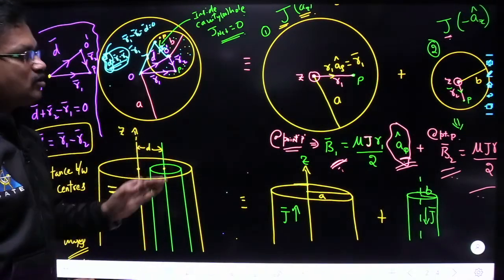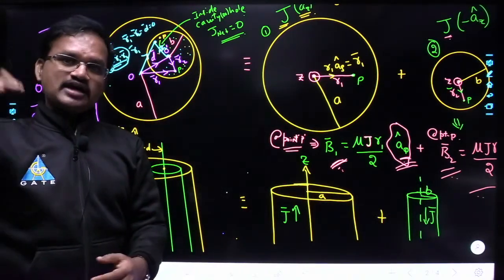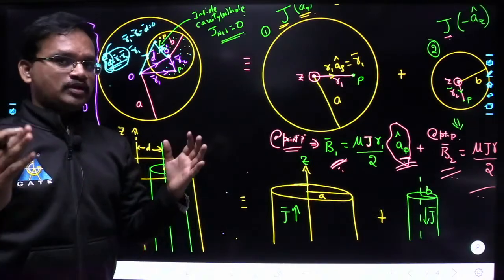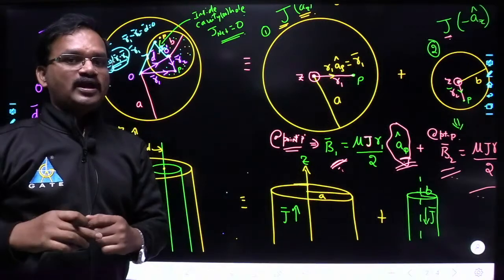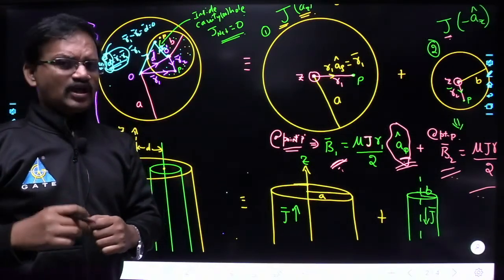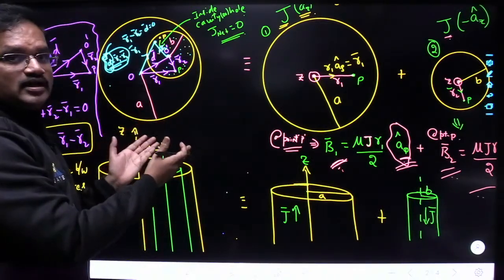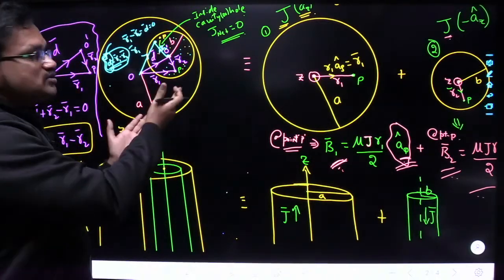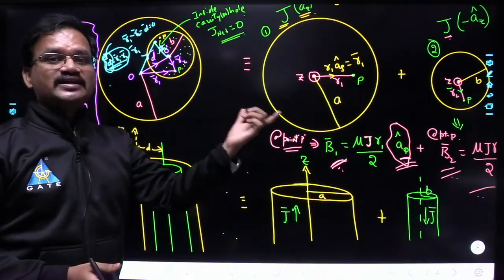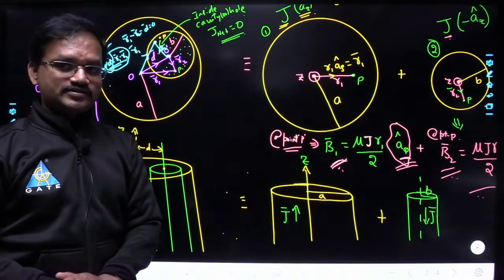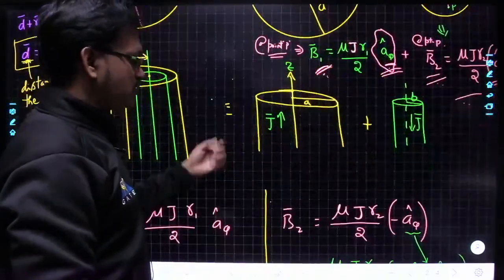Understood? So one thing you have to remember here, whether it is current distribution or charge distribution, as we have seen in Gauss law, in both the cases the electric field inside the cavity is depending only upon the distance between the centers of the two spheres. Here also the same thing, yes or no? So here also the magnetic field inside the cavity is depending upon the distance between the centers of the two cylindrical wires. Understood? Okay, so that's what you have to understand here.